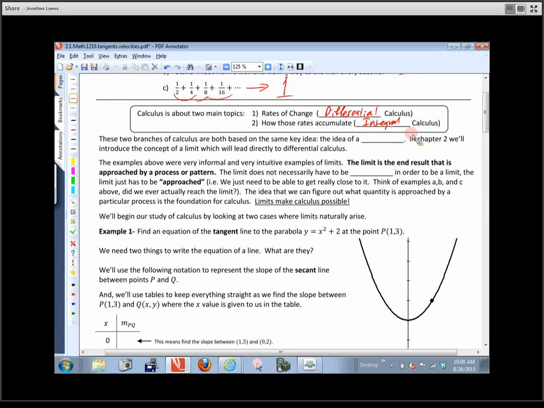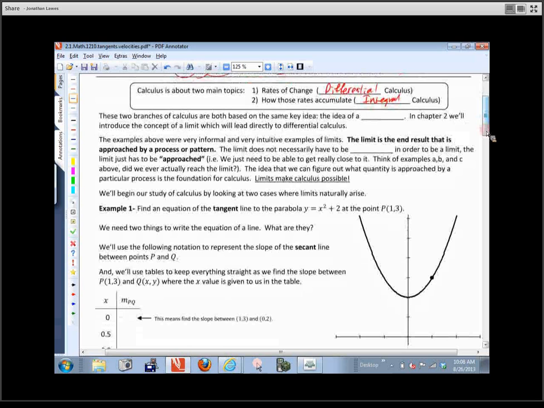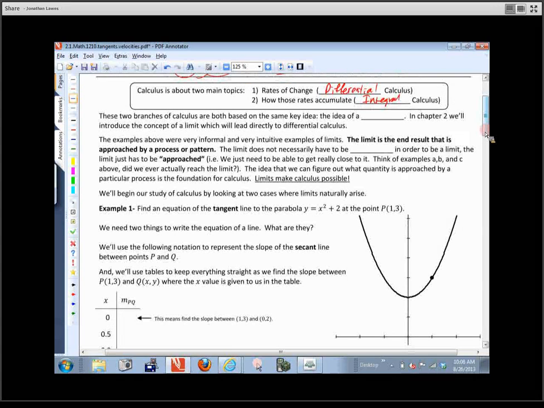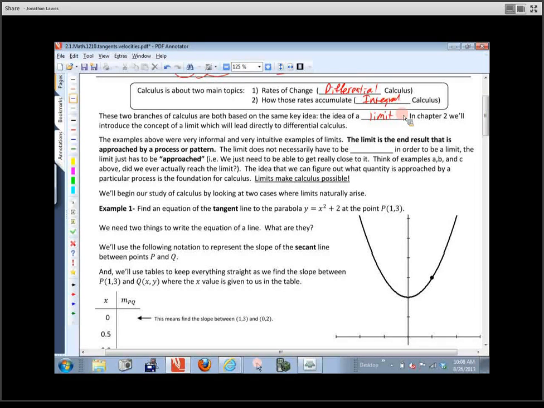We're going to study differential calculus for the most part this semester, and then toward the end we'll get into some integral calculus, and if you take Calc 2, that's a lot of integral calculus in that course. Okay? So these 2 branches of calculus are both based on the same idea. It's the idea of a limit. And in chapter 2, what we're going to do for the most part is just introduce a lot of the concepts and techniques behind finding limits.